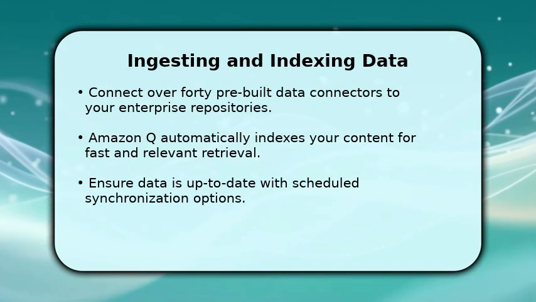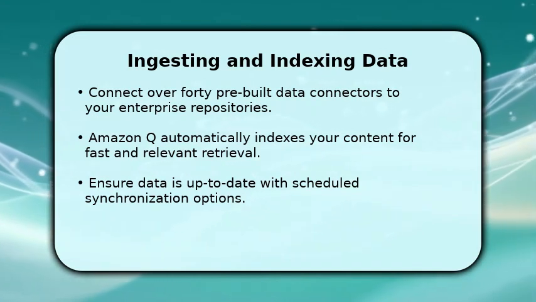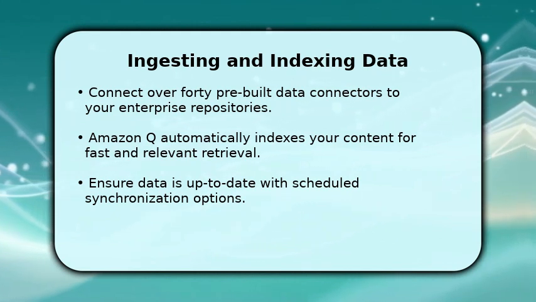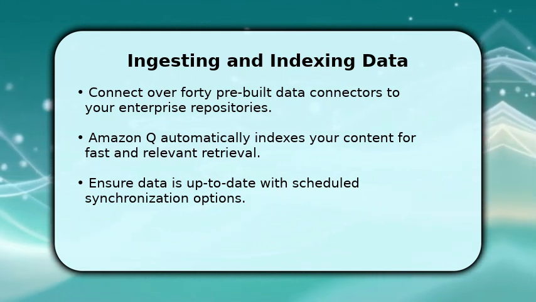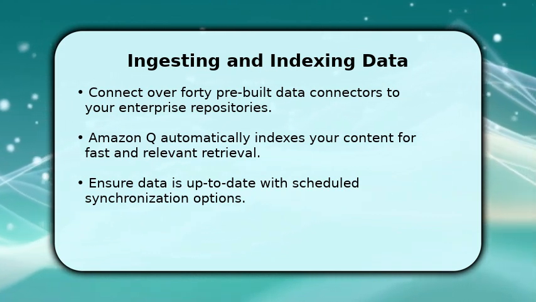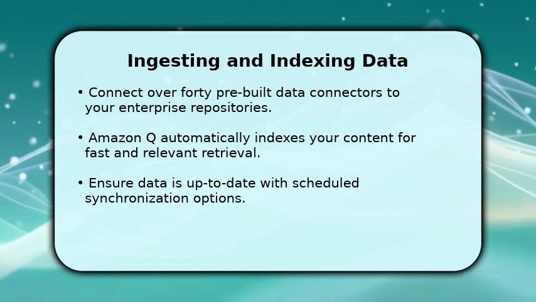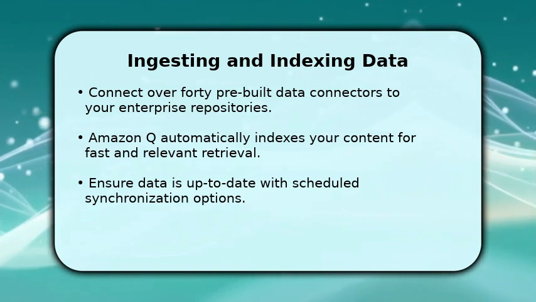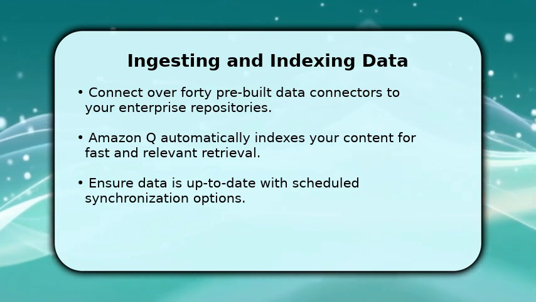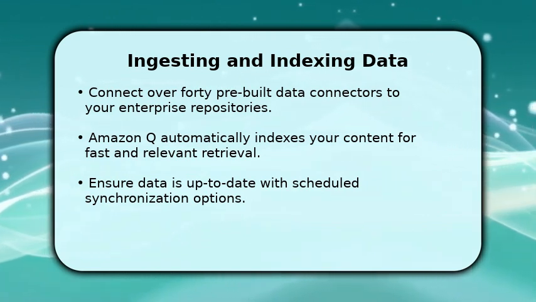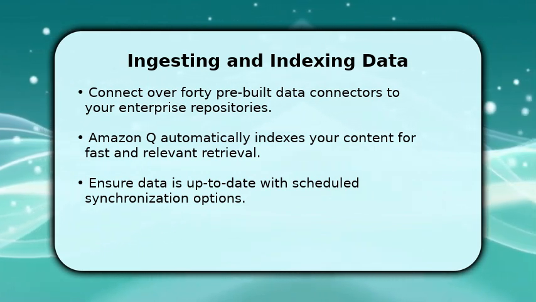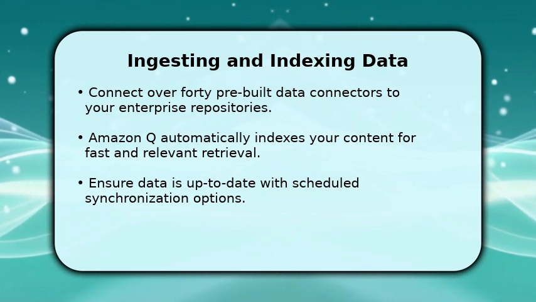Once your application is set up, the next crucial step is ingesting your data. Amazon Q Business offers more than 40 pre-built data connectors, allowing you to link various enterprise repositories like Amazon S3, Salesforce, or SharePoint. The service then automatically indexes your content, making it quickly searchable. You can schedule data synchronizations to keep your information current. Importantly, Amazon Q supports indexing diverse document types, including structured, unstructured, and even scanned.